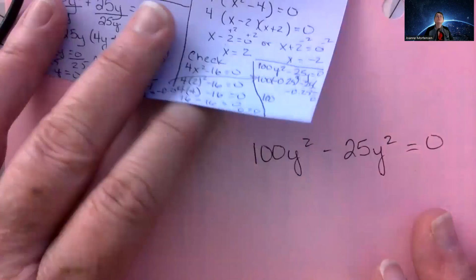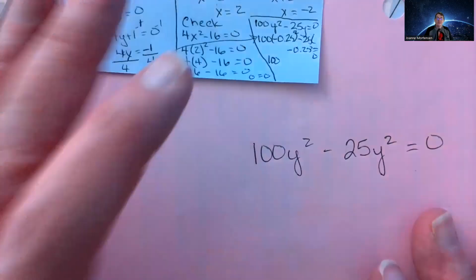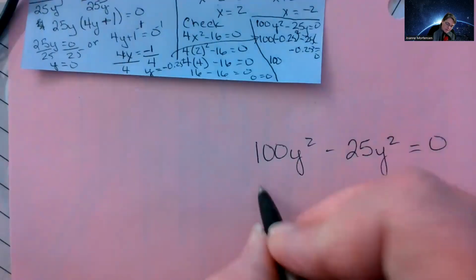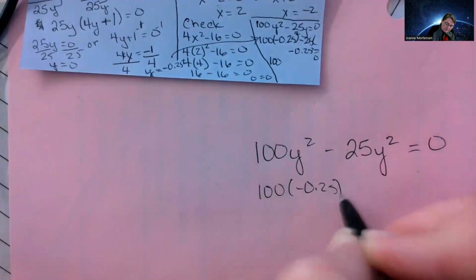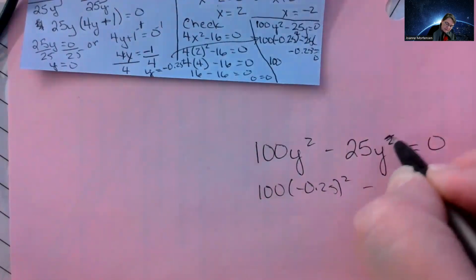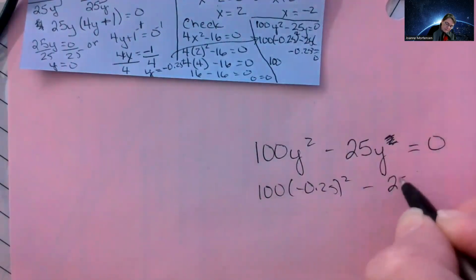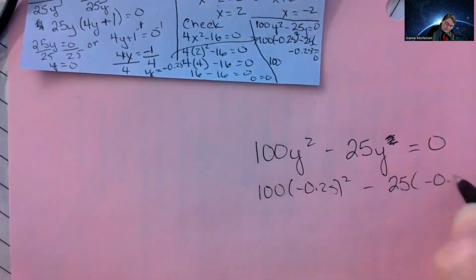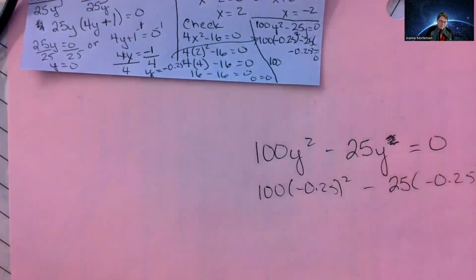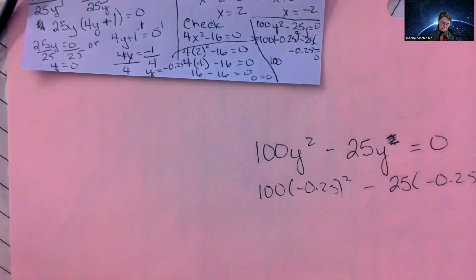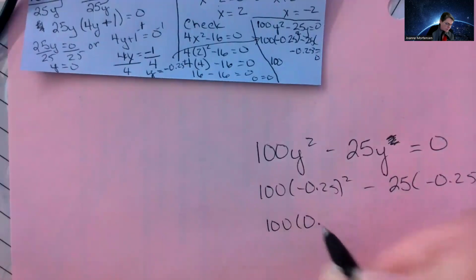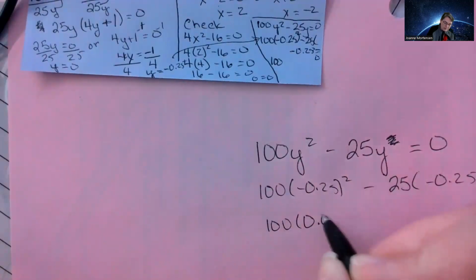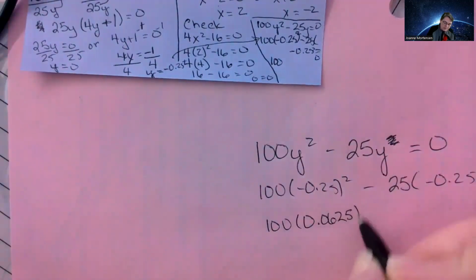Oh, there is one more trick I have to show you today. Okay, so 100 times negative 0.25 squared minus, and I changed the question. It's supposed to be a negative. Okay, so 100 times 0.0625.